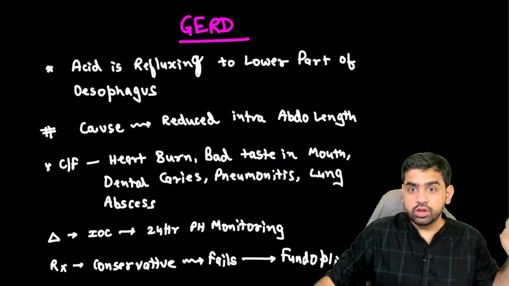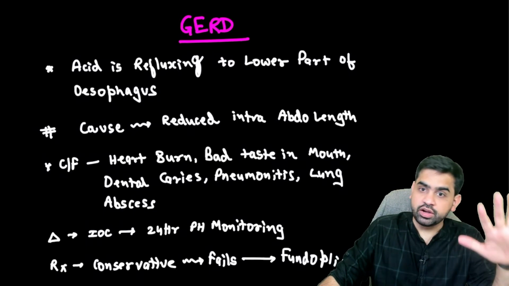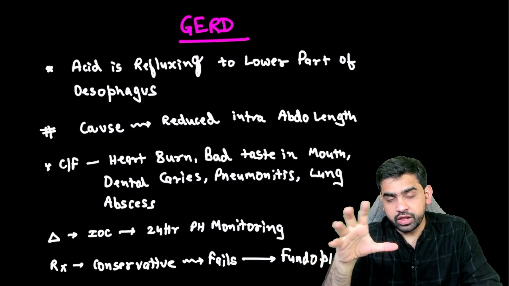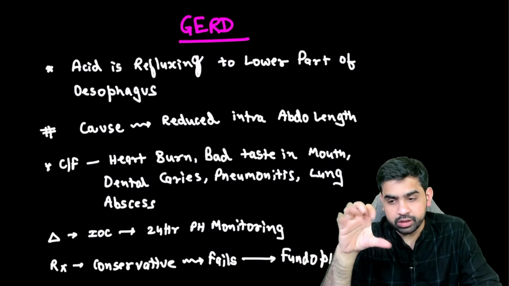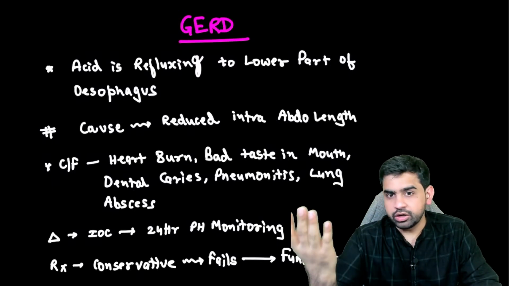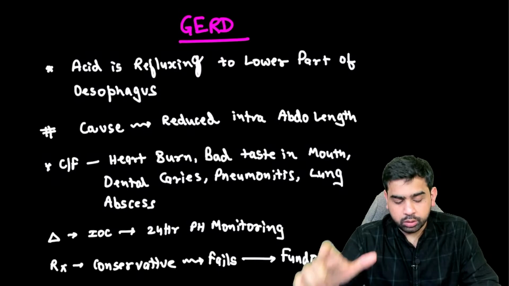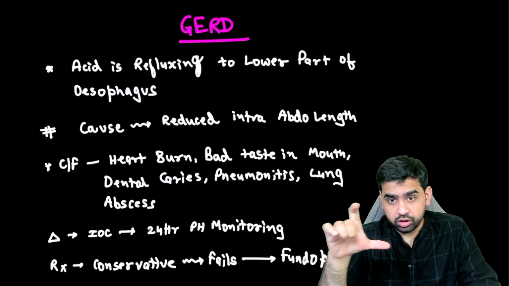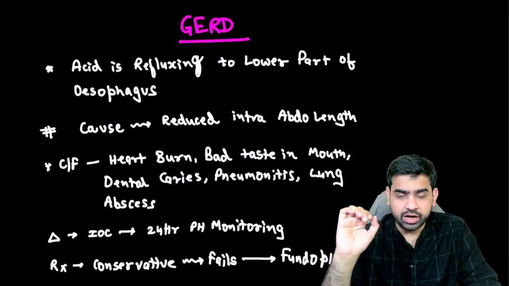Right. So, what is GERD? GERD is gastroesophageal reflux disease. What happens here is that, due to some reason, the intra-abdominal part of the esophagus reduces in length, and because of this, acid is able to reflux from the stomach into the esophagus. There are various factors responsible for GERD, but the most important factor is the intra-abdominal length of the esophagus. That is what you need to understand.